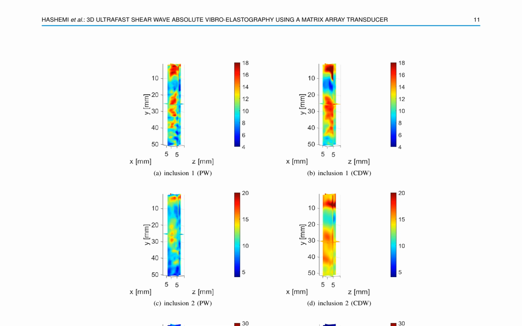Figure 10 presents the elasticity volumes for various inclusions embedded within a heterogeneous phantom, acquired using a 400 Hz excitation frequency and 2 imaging sequences: plane wave, PW, and compounded diverging wave, CDW. The figure consists of 8 subfigures, each displaying the elasticity volumes for one of the 4 inclusions, with PW results shown in subfigures A, C, E, and G, and CDW results in subfigures B, D, F, and H.